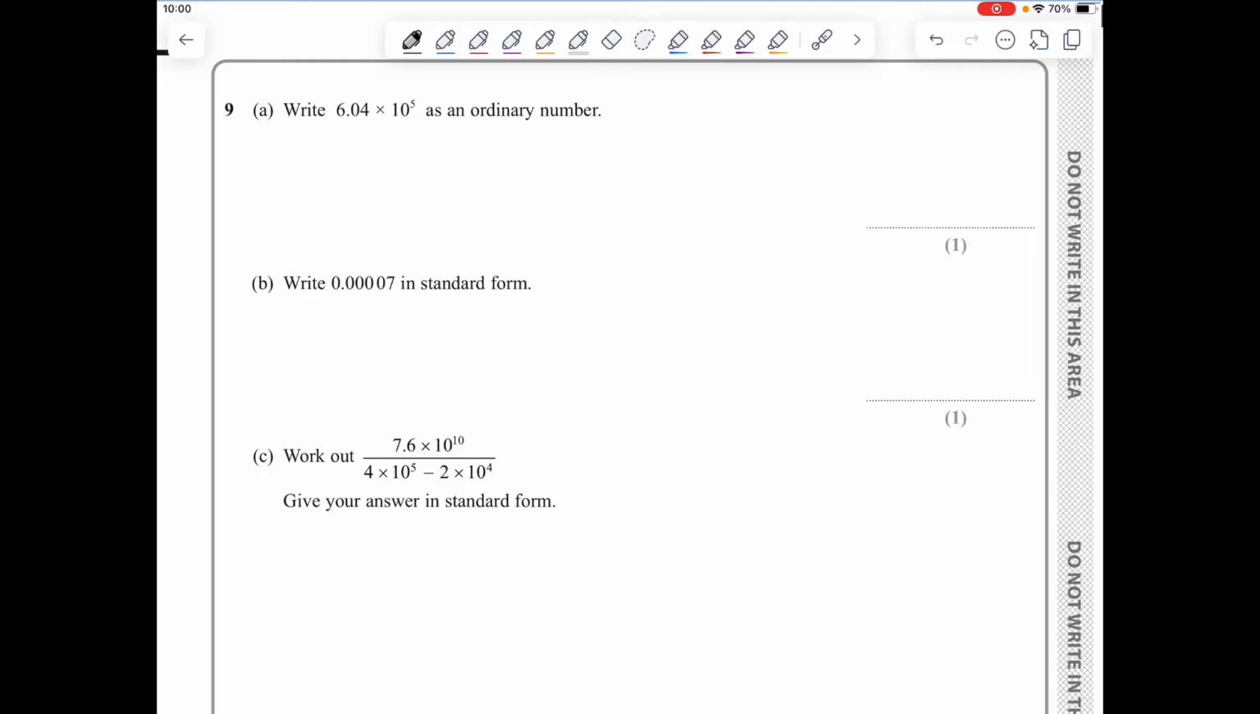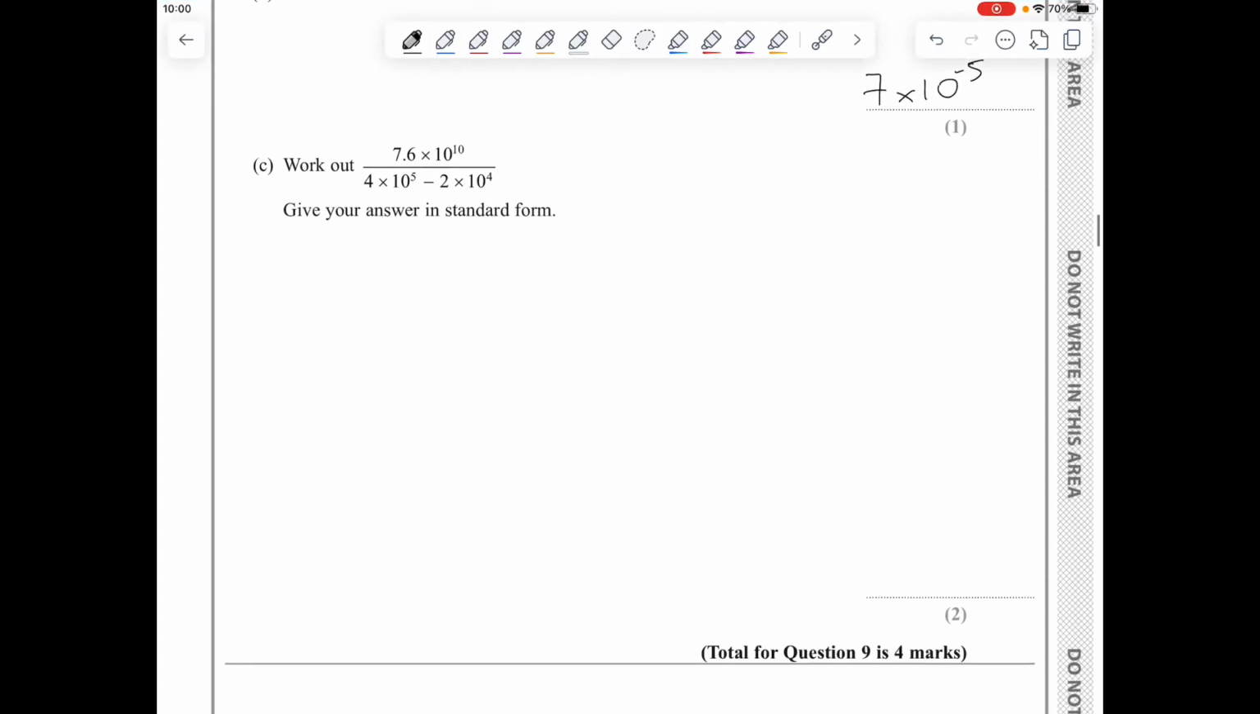For part A of question 9, this number as an ordinary number is 604 with 3 extra zeros. Part B, that's 7 times 10 to the minus 5, because I have 5 zeros before the 7. For part C, you can just plug this into your calculator and get an answer of 200,000, which is equal to 2 times 10 to the power of 5 in standard form.